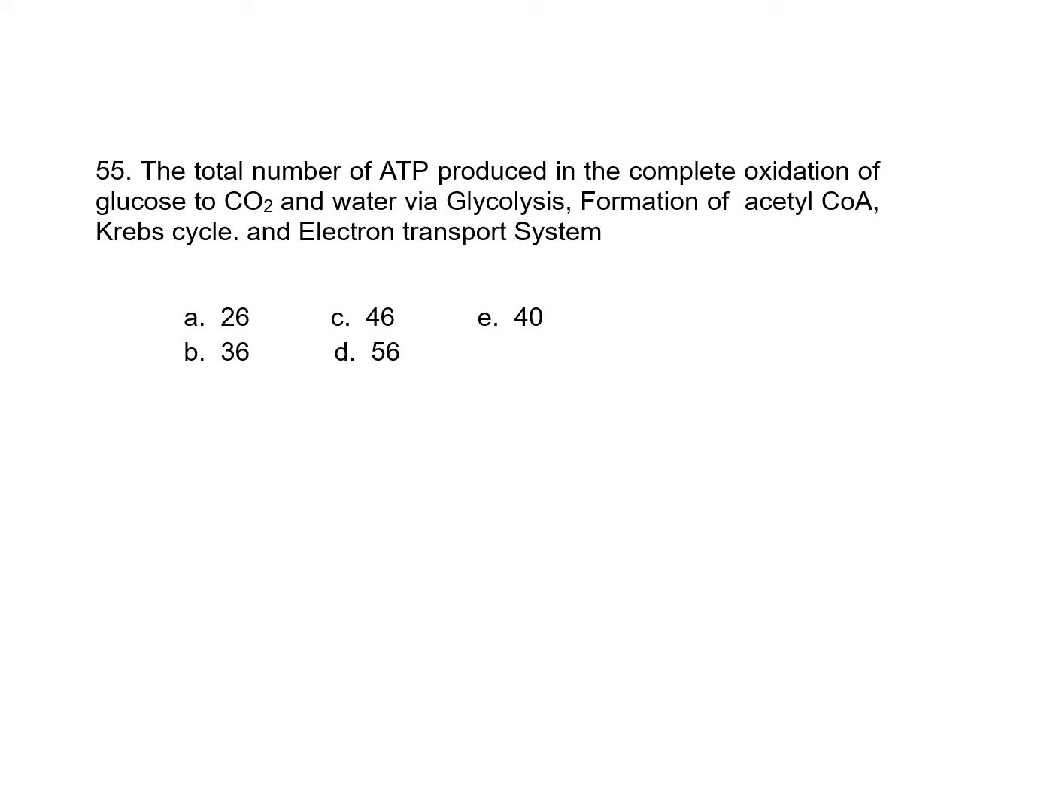Number 55. The total number of ATP produced in the complete oxidation of glucose to CO2 and water via glycolysis, formation of acetyl-CoA, Krebs cycle, and electron transport system: A, 26, B, 36, C, 46, D, 56, E, 40. The answer is 36.